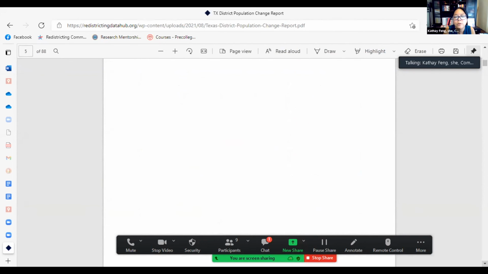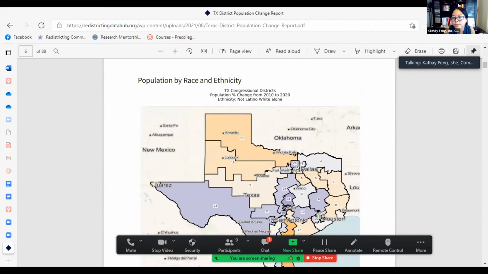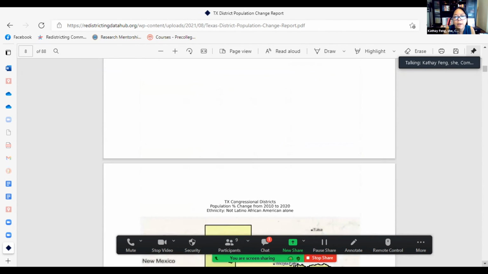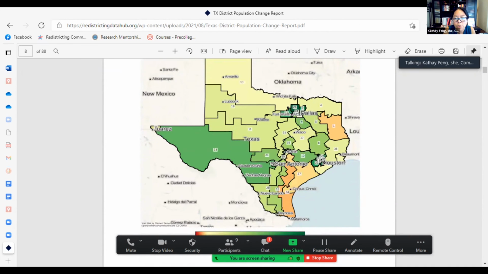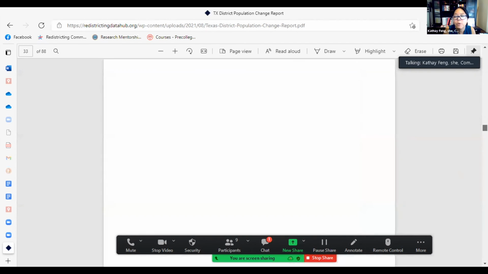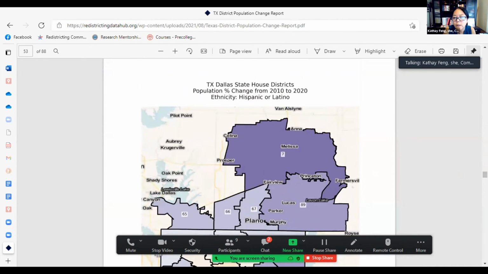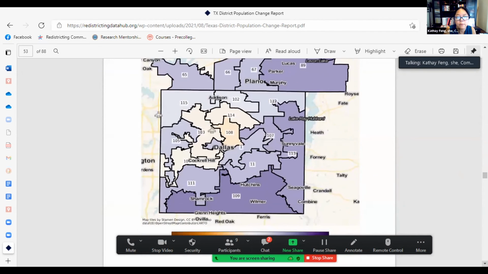If my screen will load, you'll be able to see the same for non-Latino white, and then Latino, and then Black. So just letting you know that there are some additional resources out there for basic population changes if you want to see where the big growth is. Towards the end of the report, spoiler alert, they also have zoom ins on specific city or major metropolitan areas. So this is like the Dallas-Fort Worth area. Okay, that's your last tidbit.